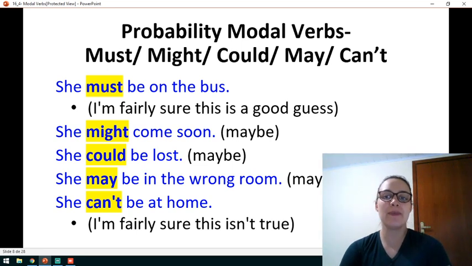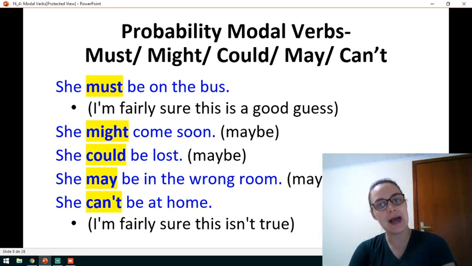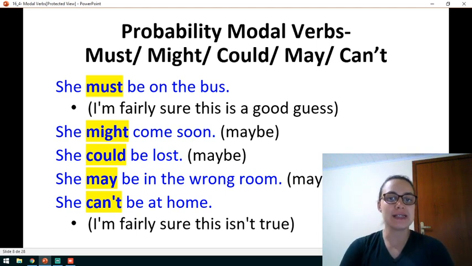Now, here we have the probability modal verbs must, might, could, may, and can't. For example, she must be on the bus. So, for example, I can say that I tried to call my sister, but she didn't answer the phone and her cell phone doesn't have service. So, she must be on the bus. When we use must in this example, it means that I'm fairly certain or I'm fairly sure that she's on the bus. This is a good guess, all right?